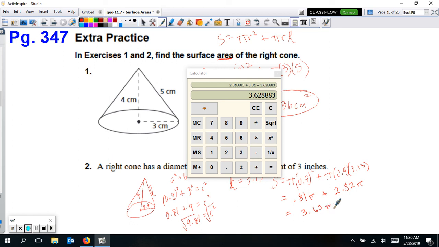And then times pi. And so now we'll find our actual answer. It's going to be approximately, if I multiply it times 3.14, 11.39 if we go 2 decimal places. And this is going to be in inches, so we're talking about inches squared because it's surface area. So there's our answer for this one.